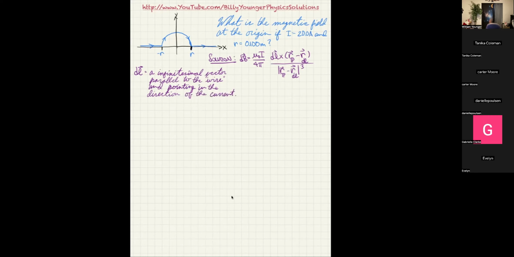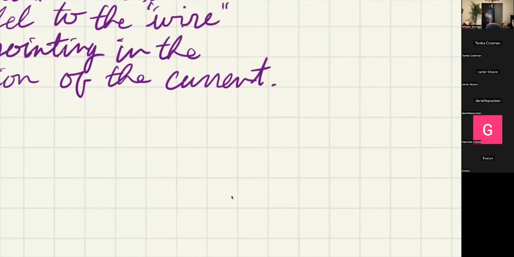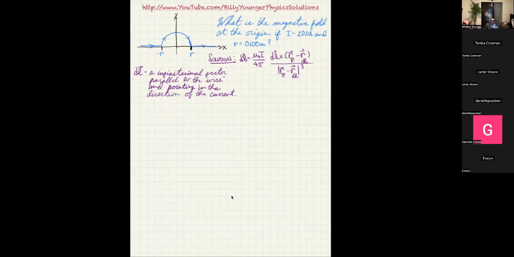Now, that's literally the source of the magnetic field in this equation that we're using. I literally mean there's a differential amount of magnetic field called dB, and it's purely the result of a little section of the wire called dl being multiplied by I. Okay, so that's what the dl is.